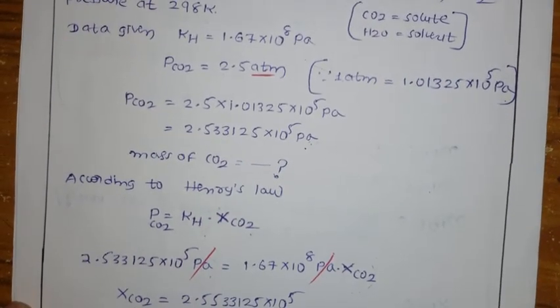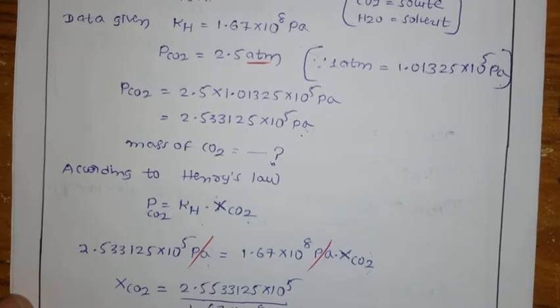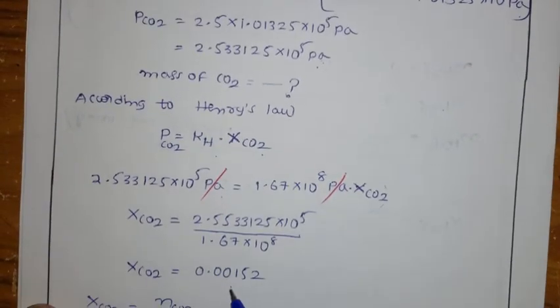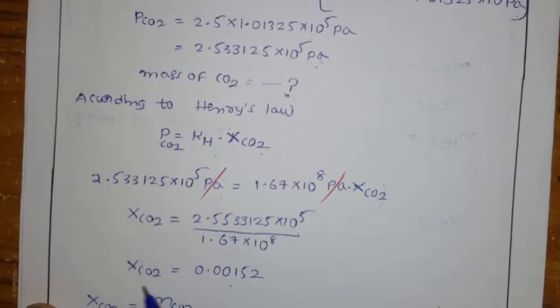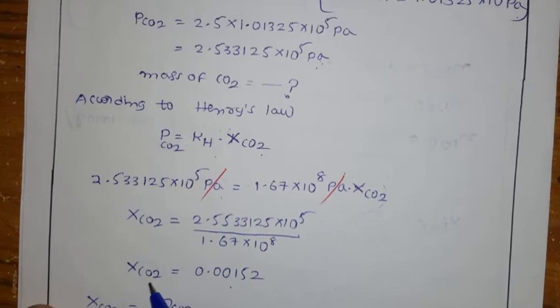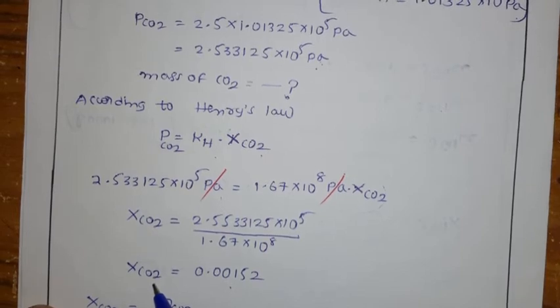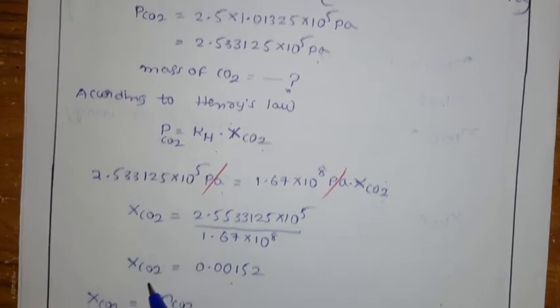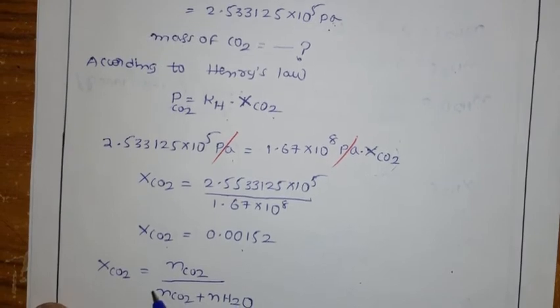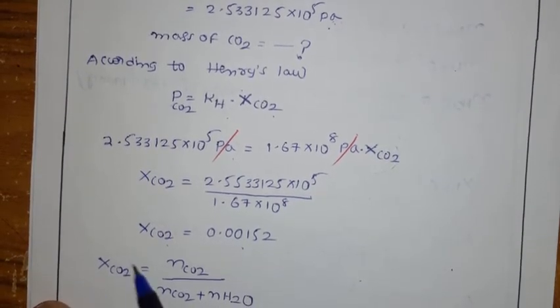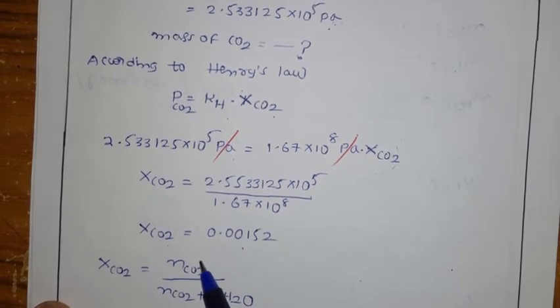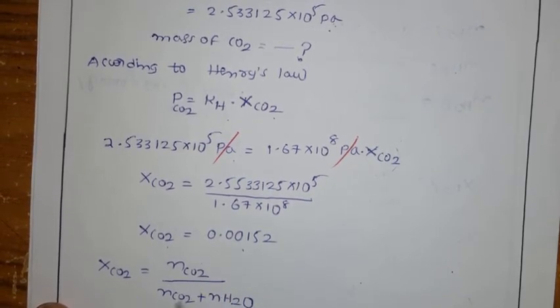So the mole fraction of CO2, if you simplify, how much are we going to get? That is 0.0152. Once you get the mole fraction, we can get the number of moles of CO2, and from that number of moles we get the mass. The mole fraction of CO2 is 0.0152, and the mole fraction of CO2 equals the number of moles of CO2 divided by the number of moles of CO2 plus the number of moles of water.